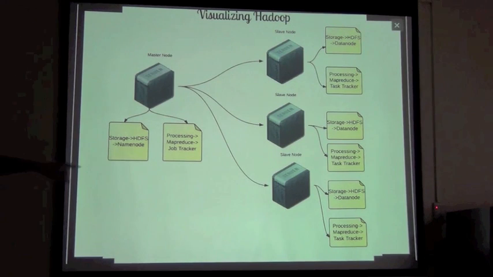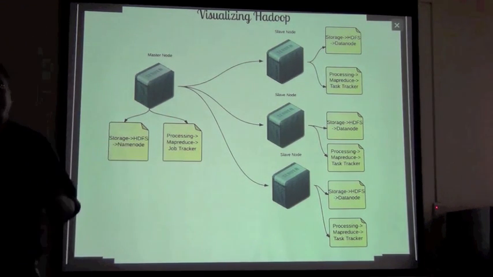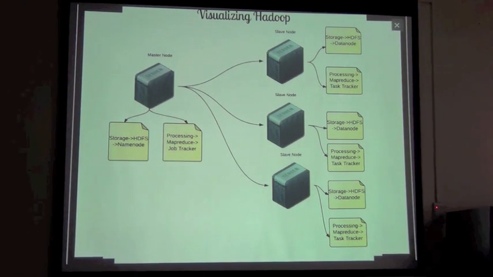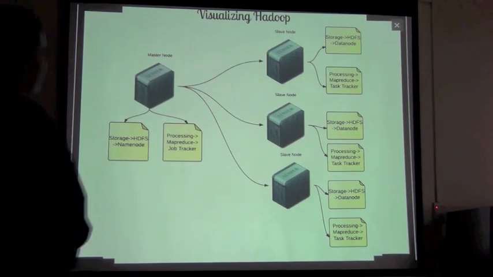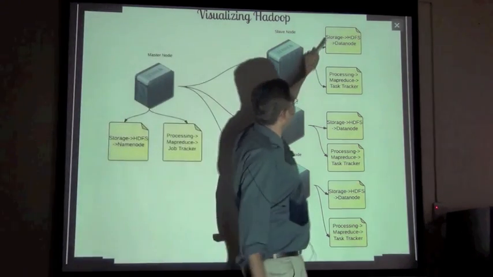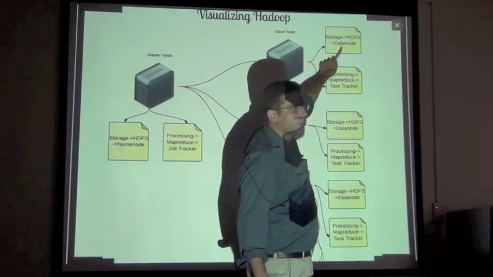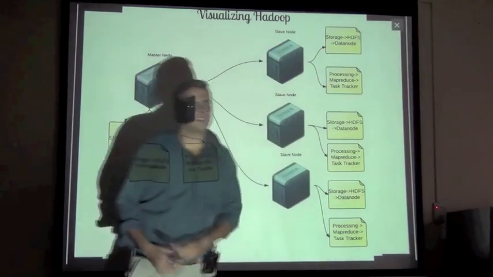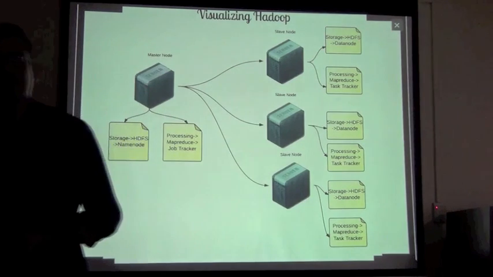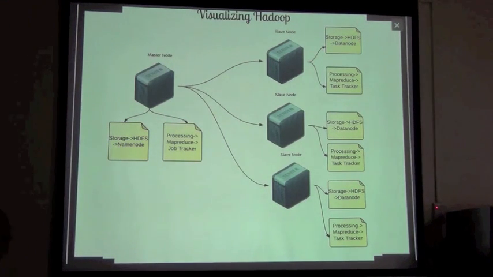And the one that takes care of processing is called MapReduce or job tracker. The Java process is called job tracker. On the slave nodes, you have storage and processing. The storage process is called data node, and the processing process is called task tracker. So this is how, on a very high level, Hadoop looks.